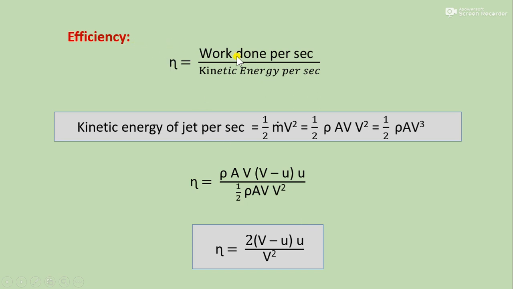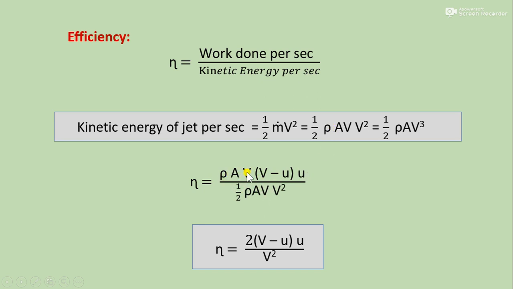Now efficiency, it is ratio of work done per second to kinetic energy per second. So let us first of all derive kinetic energy of jet per second, that is half mass flow rate into v square, putting m dot rho av and simplifying, we get half rho a v cube. So putting the expression of work done per second and kinetic energy of jet per second in the efficiency, we can have here ratio of rho av into (v minus u) complete u divided by half rho av v square. So this expression we use for the better cancellation.